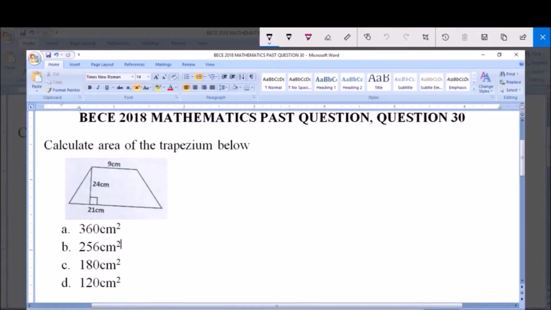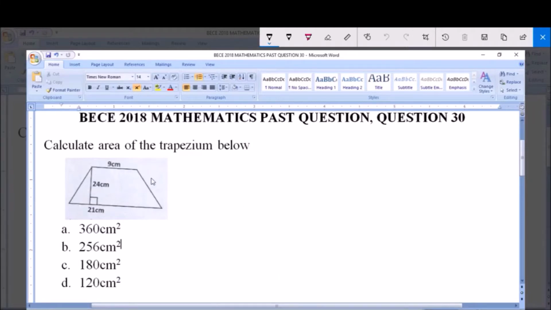Today we're going to be dealing with BECE 2018 Mathematics Past Question, question 30. Calculate the area of the trapezium below. Now we're given a trapezium and we're to find the area of this trapezium. The options are A 360 centimeters square, B 256 centimeters square, C 180 centimeters square, and D 120 centimeters square.